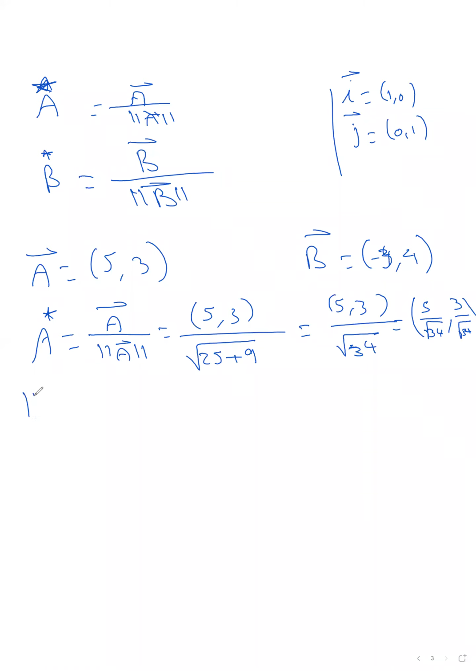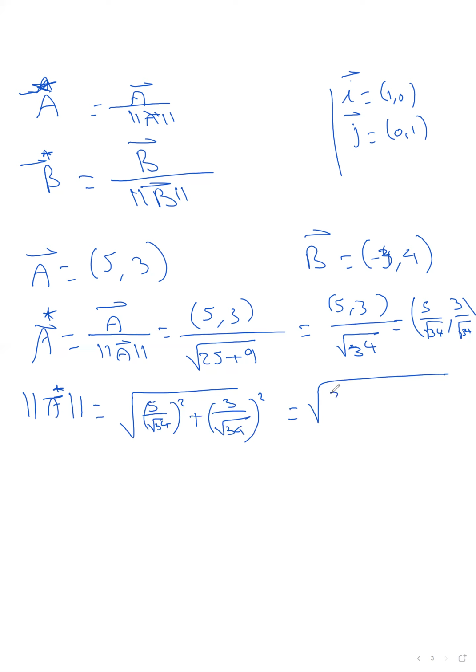Is the length of this one? Let's check the answer. The norm of vector A star is the square root of (5 over root 34) squared plus (3 over root 34) squared, so it must be 1: the square root of 25 over 34 plus 9 over 34 equals 1. Okay.